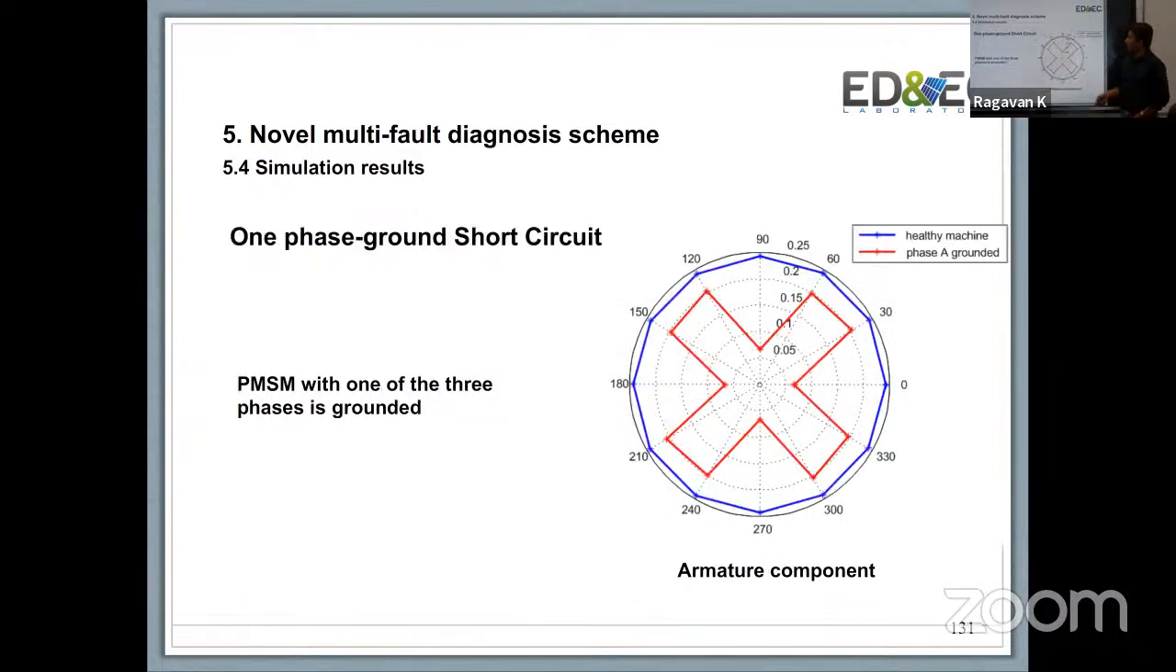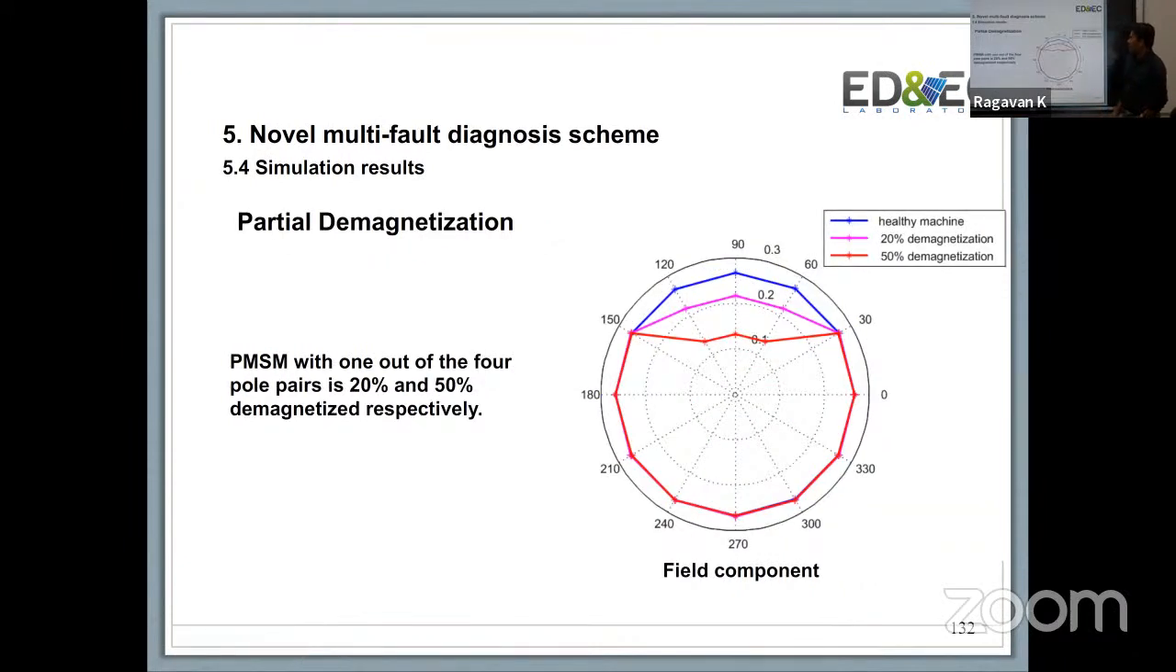So this is the phase to ground short. Now, this is easy to spot because the numbers really go far off. Partial demag, and I'll show you actually how we did the demagnetization. It was less demagnetization, more chipping away, because we could not demagnetize it selectively in percentage. We are not that good.